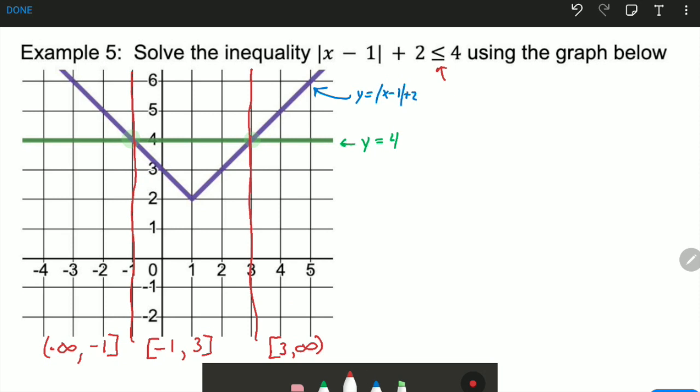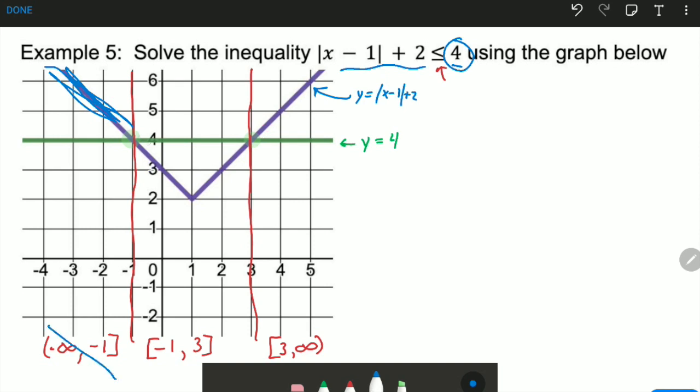Now we just have to figure out which intervals are the correct ones. We are looking for where the absolute value of x minus 1 and then plus 2 is less than or equal to the 4. So 4 needs to be higher. So we're looking for where that green one is the higher line on each interval. On the first interval, the blue one is up higher. So we don't want the first interval.